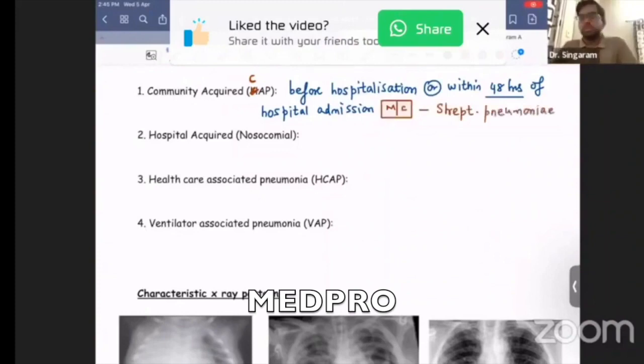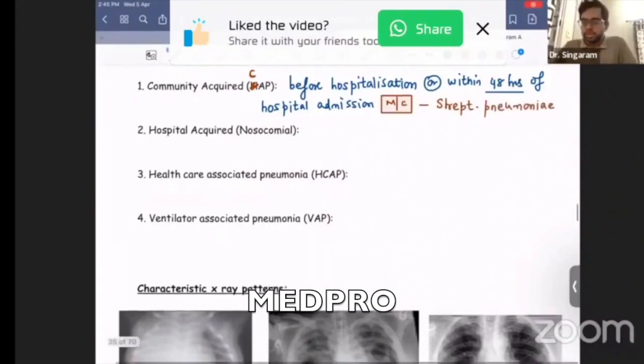That's what you have to remember. The most common cause of this is Streptococcus pneumoniae. So please make a note of this. This is important. The organism name is important.